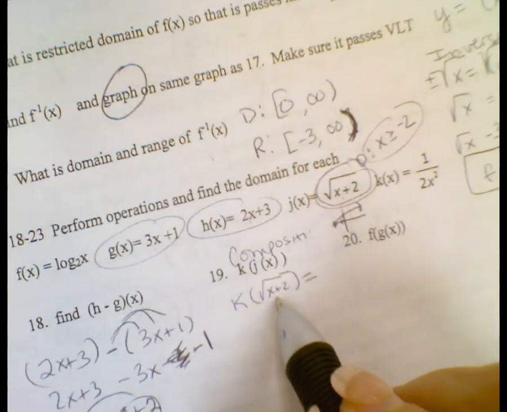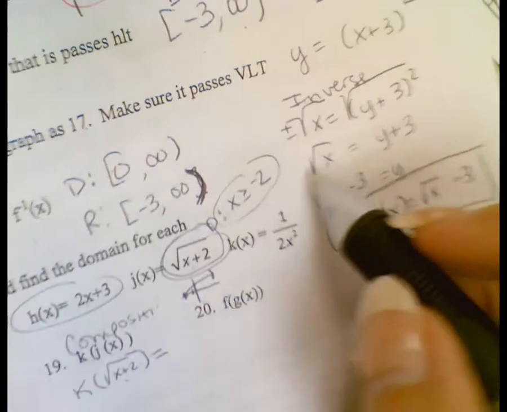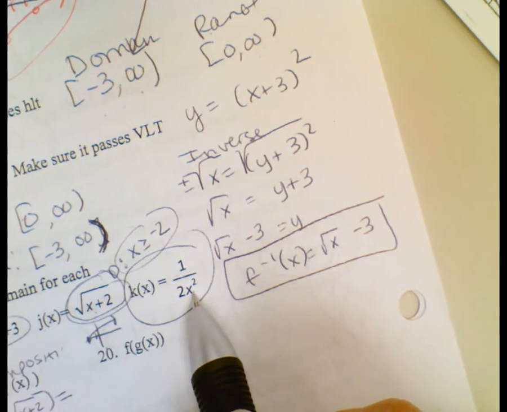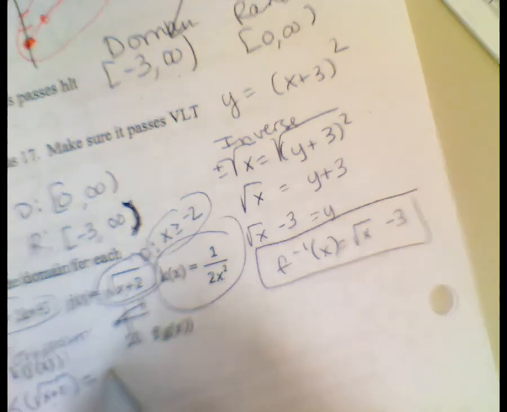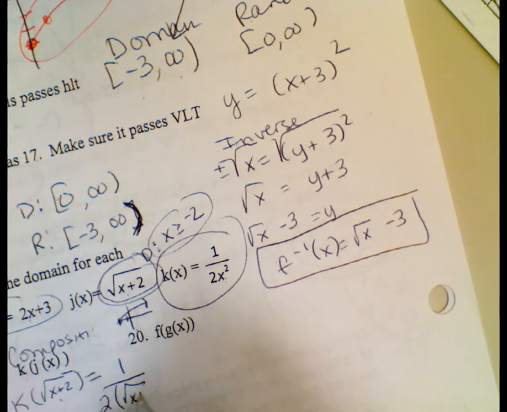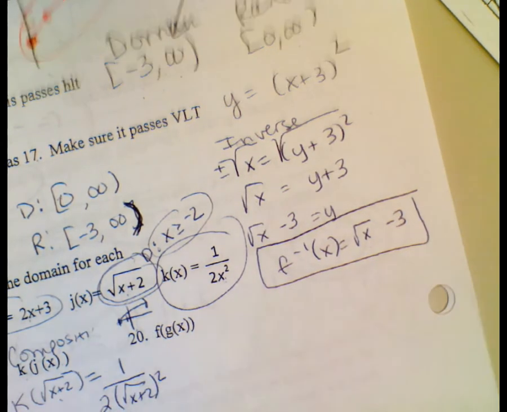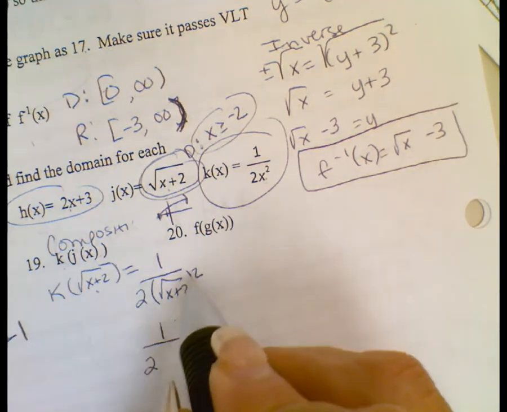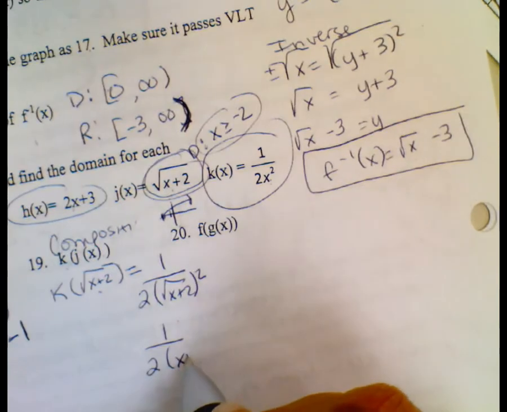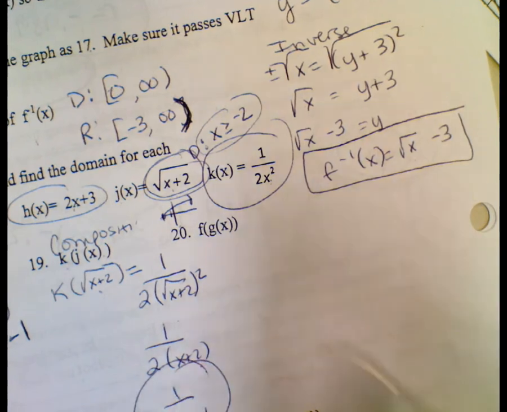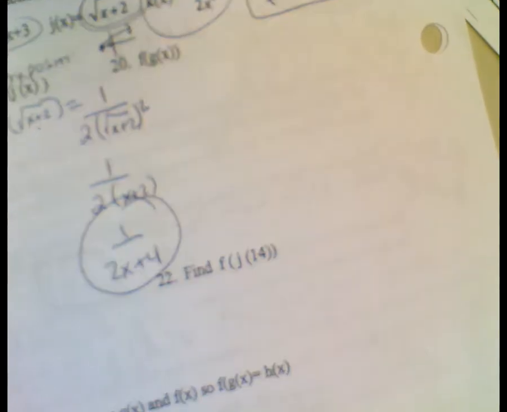So when you plug this into k, where's k? Here's k. K has a restriction also: x cannot equal 0. So when you punch this in, it's going to be 1 over 2 times the square root of x plus 2, squared, which is 1 over 2. A square and a square root cancel. X plus 2, which is 1 over 2x plus 4. That's your answer.